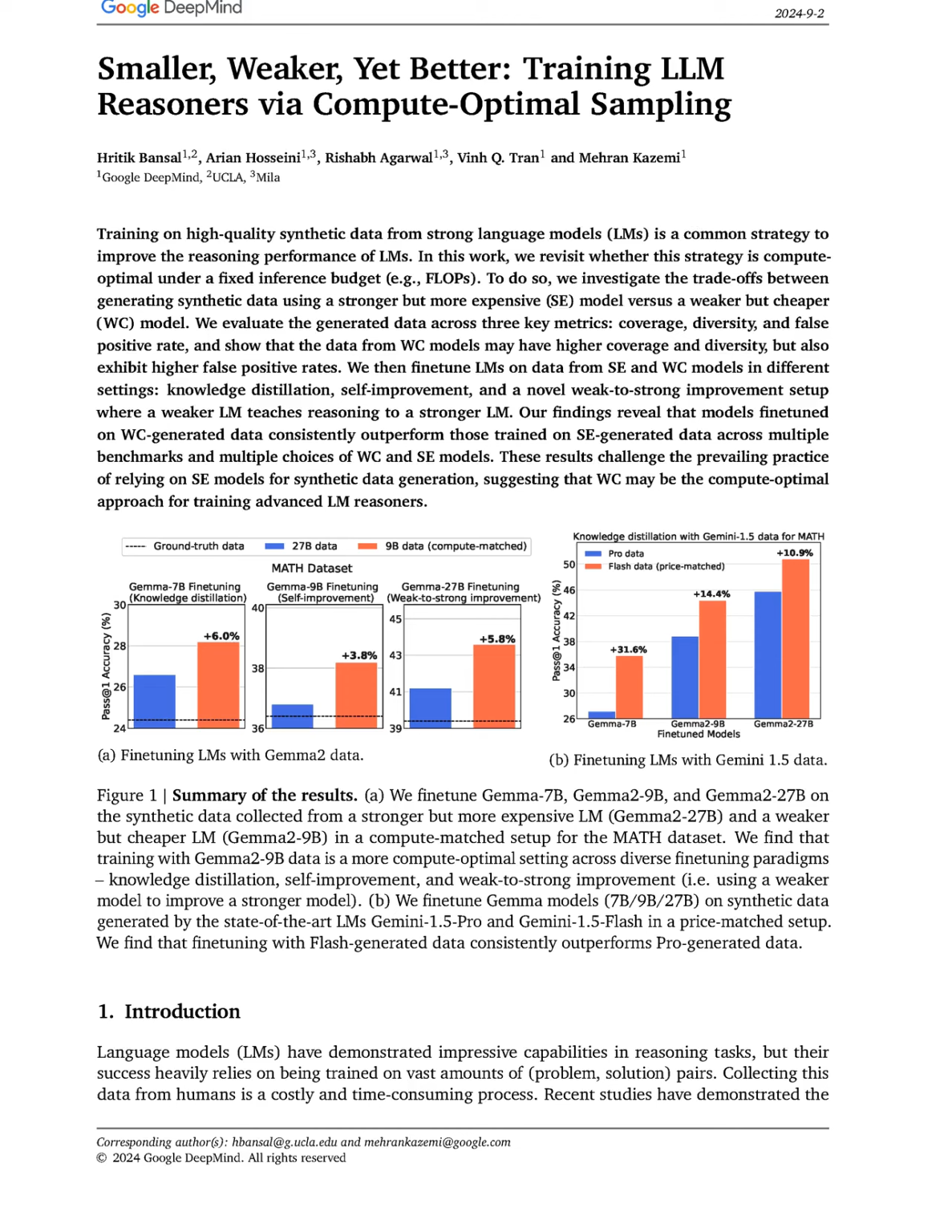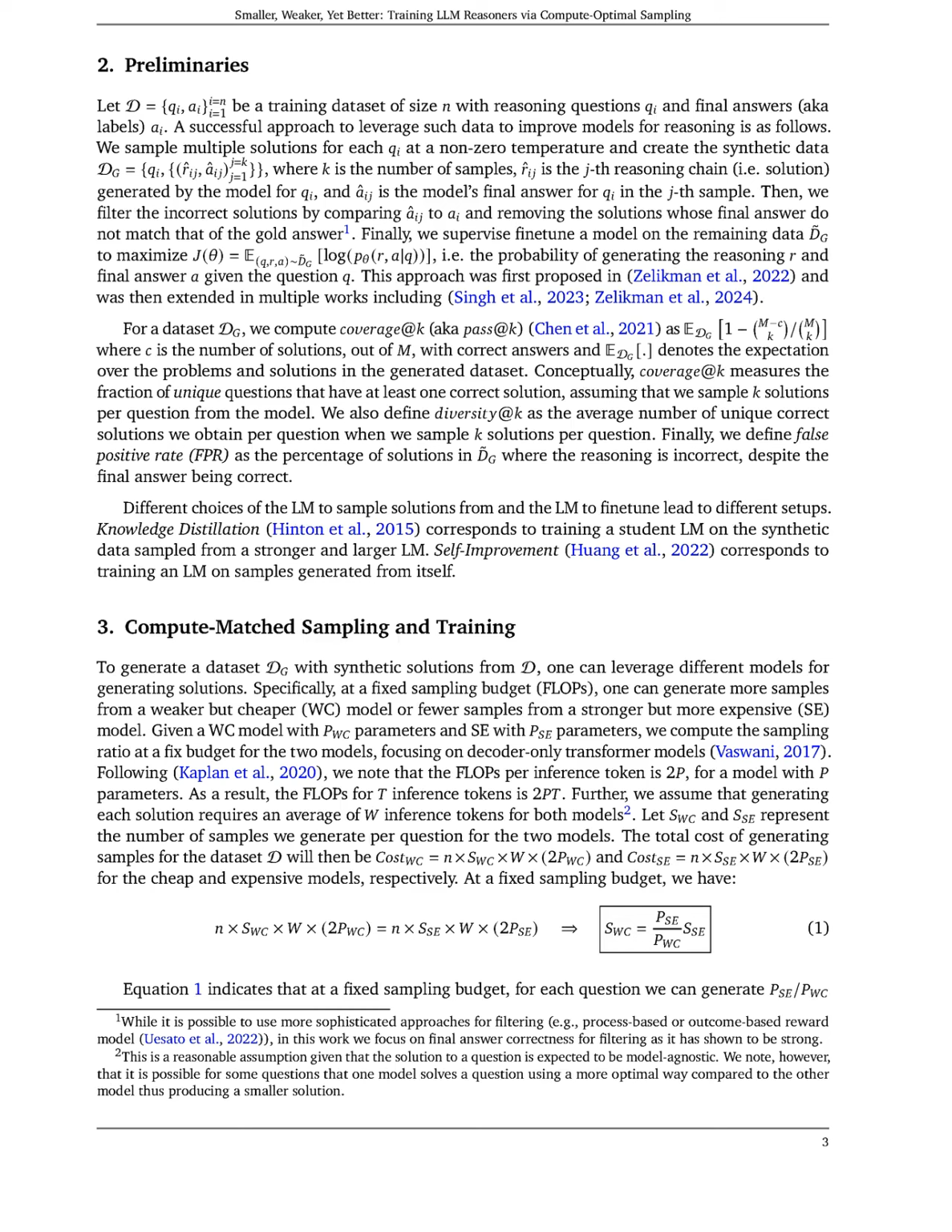The proposed method involves several key steps, starting with data generation and culminating in model fine-tuning. First, we generate synthetic data by sampling multiple solutions for each reasoning question from a weaker but cheaper WC model, resulting in a dataset, D_G, that includes reasoning chains and final answers. This dataset is then filtered to retain only the solutions with correct final answers, creating a refined dataset, D_G.